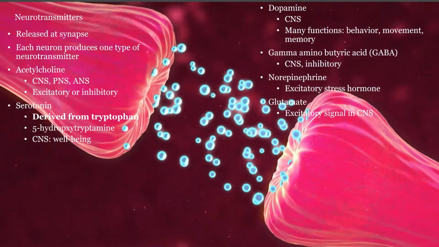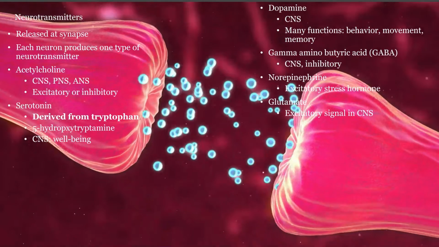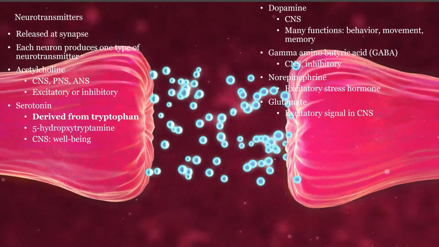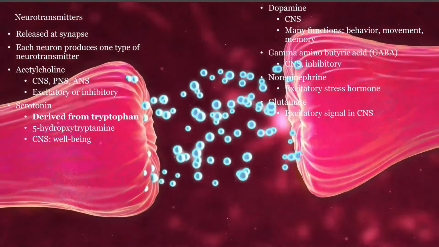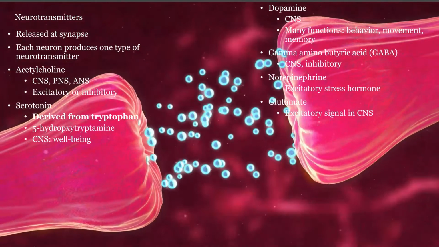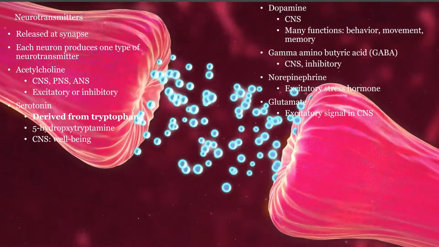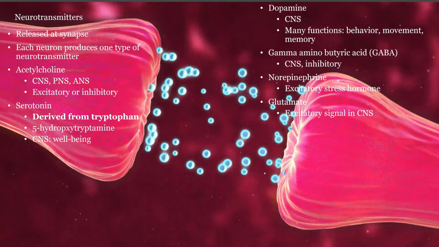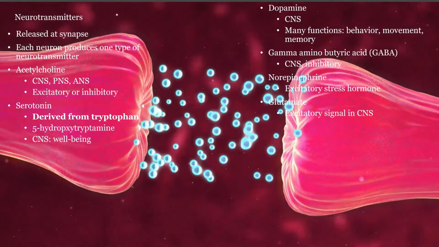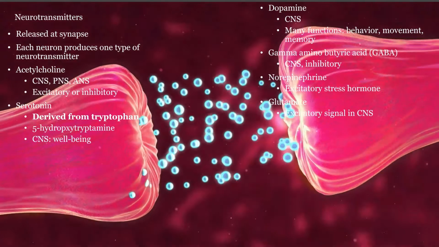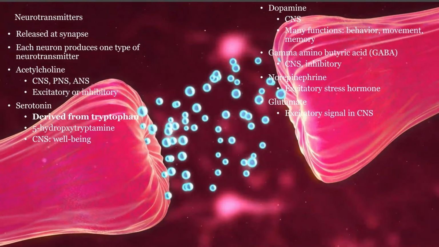Acetylcholine is the main neurotransmitter involved in muscle and can be excitatory or inhibitory. Serotonin is a neurotransmitter that increases our sense of well-being and is involved in depression when it's low or absent. Dopamine helps with movement and memory, and if it is low or inhibited, it can result in Tourette syndrome or Parkinson's disease. GABA, norepinephrine, and glutamate are other important neurotransmitters that you learned about in Anatomy and Physiology 2.